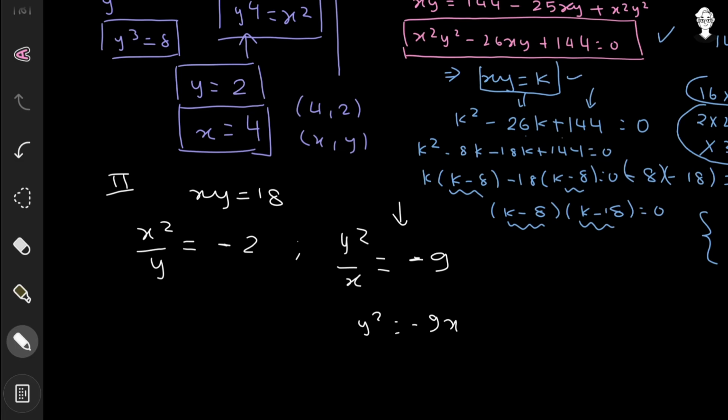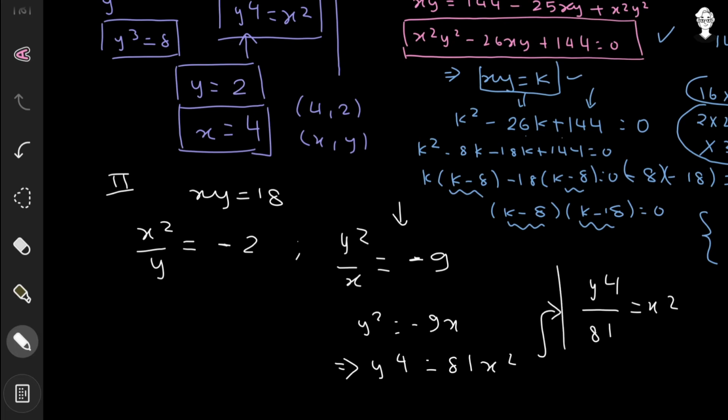We will square both the sides. So y to the power 4 is 81 times x square. From this we will have that y to the power 4 upon 81 is x square. We can simply divide 81 on both the sides over here. So here we have got the value of x square.